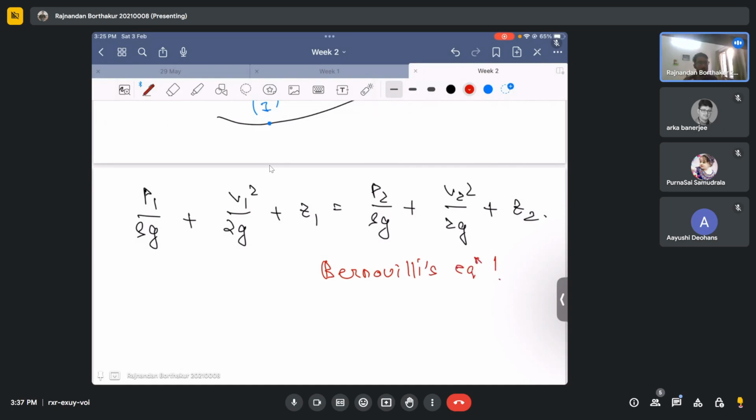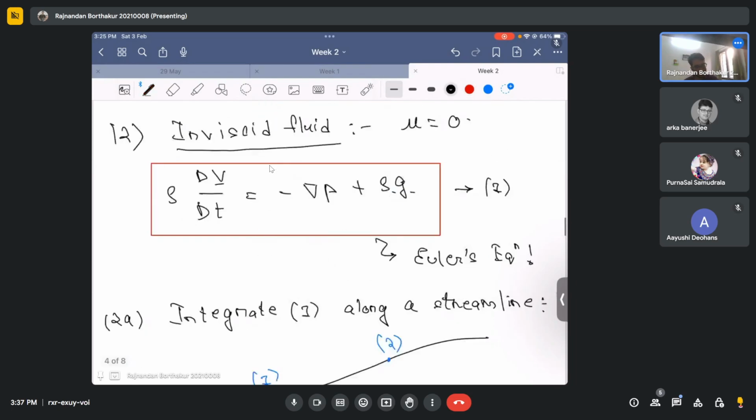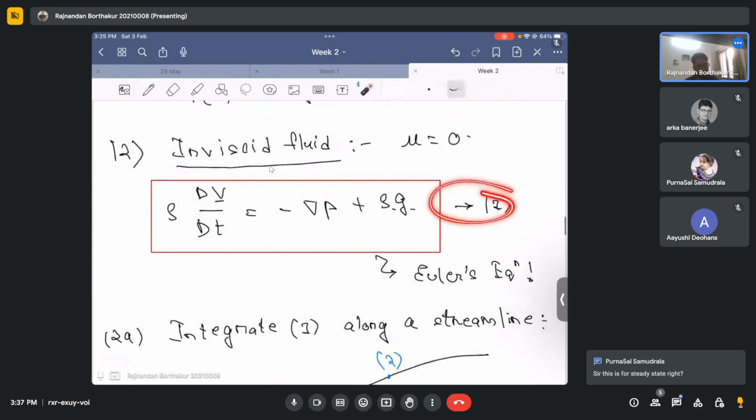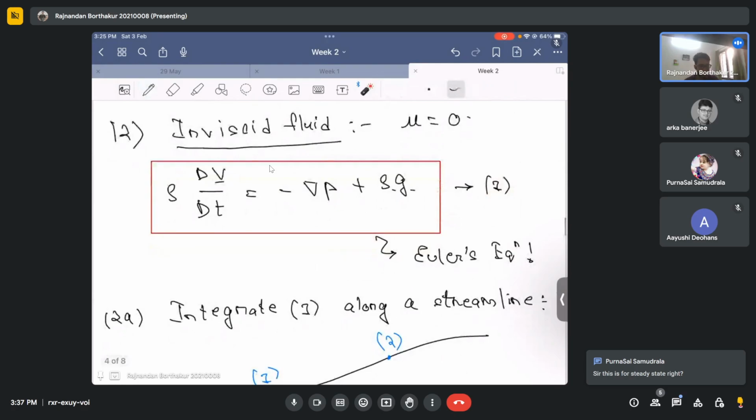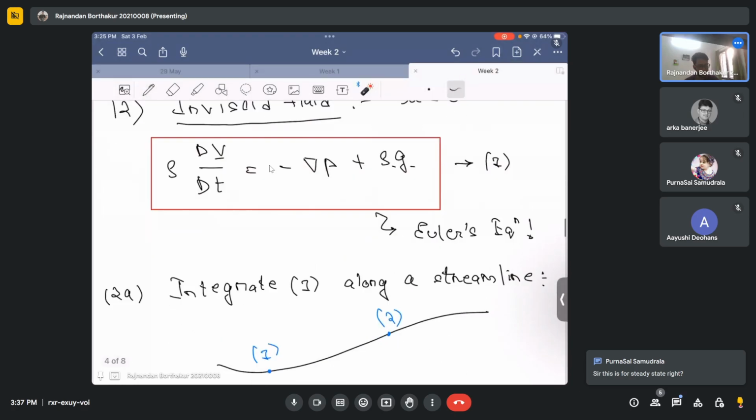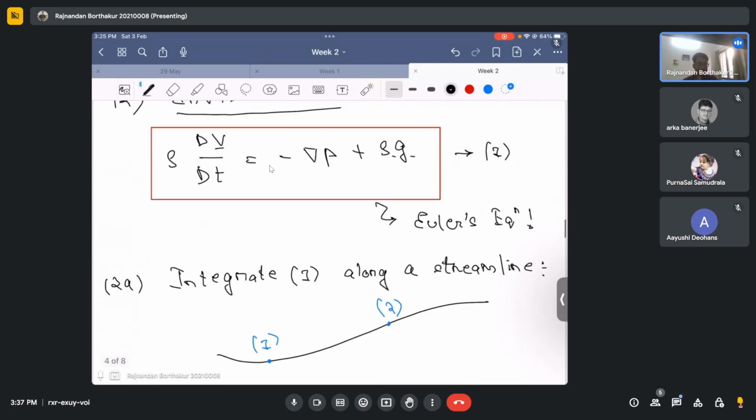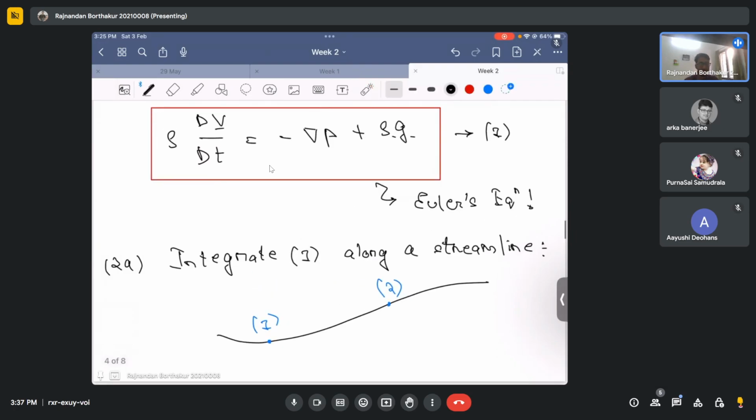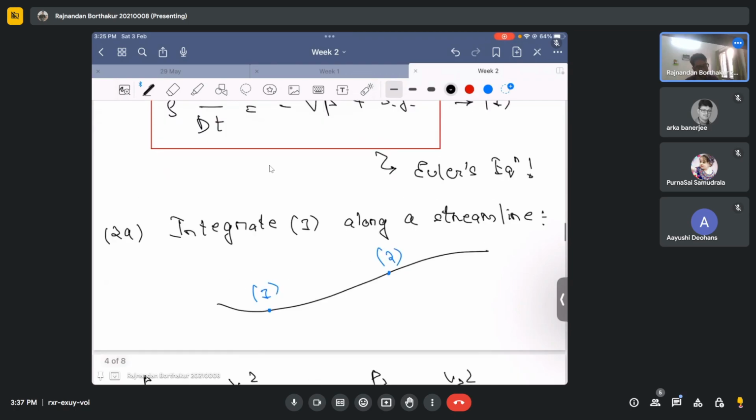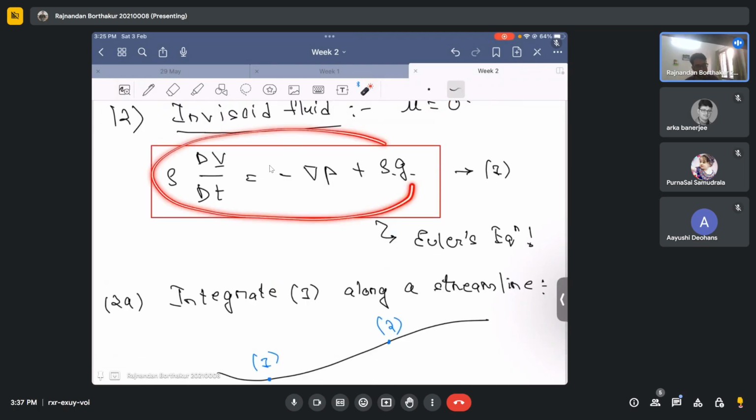So the differential form of this Bernoulli's equation is basically the Euler equation that is shown by this equation 1. Yes, indeed, this is for steady state. That's a very good point, and I forgot to mention this. So yes, you need to integrate this Euler's equation along a straight line and invoke the steady state assumption.